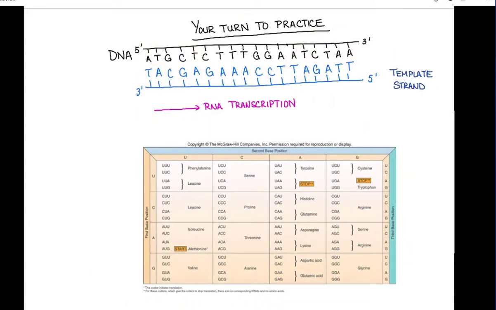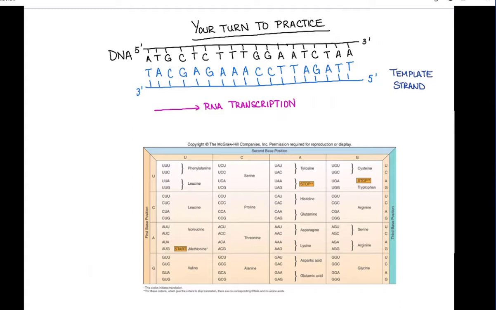Now that you've had an opportunity to see the steps in action, it is your turn to give this some practice. In this image, I have a double-stranded DNA molecule. I have told you which one is the template strand. You ignore the black strand and you only focus on the blue strand. Again, I'm showing it to you in this way because DNA is truly double-stranded. However, to make things simpler on an exam, I will only give you the template strand.